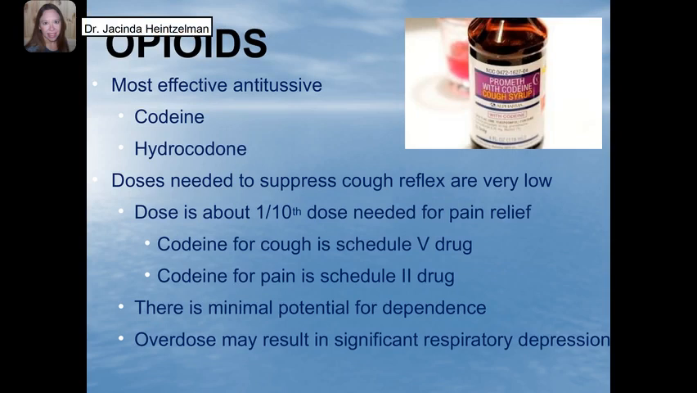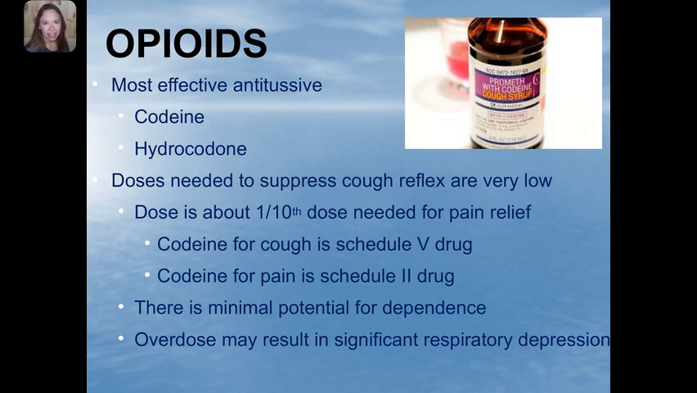Opioids can also be useful as an antitussive. Examples of these opioids used for this would be codeine and hydrocodone. Remember, opioids are typically used as a pain reliever. In this case, we're using it to suppress the cough. Since we're using it for a different reason, the dose does not need to be nearly as high. The dose for suppressing the cough is only about 1/10 the dose necessary for pain relief.